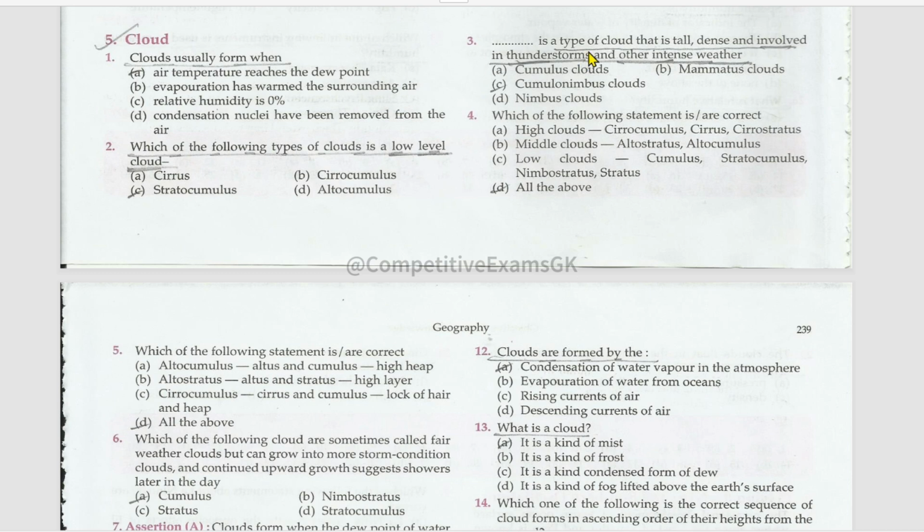Which is the type of cloud that is tall, dense, and involved in thunderstorms and other intense weather? That is cumulonimbus clouds. Which of the following statements are correct? High clouds: cirrocumulus, cirrus, and cirrostratus, right? Middle clouds: altostratus and altocumulus, right? Low clouds: cumulus, stratocumulus, nimbostratus, and stratus. All of them are the right options.